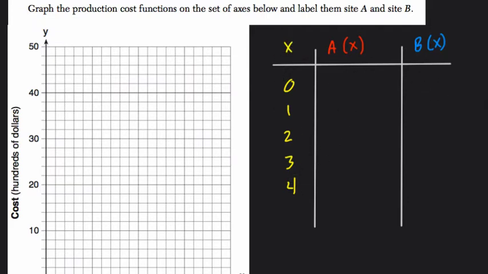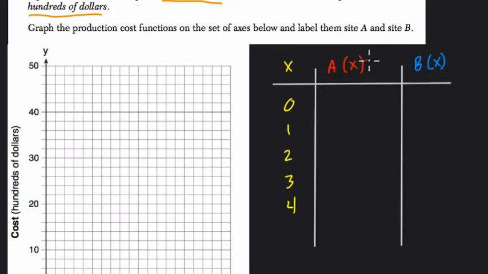So we plug 0 into A of x. What do we get? Well, A of x equals 3x squared. So that's 3 times 0 squared, which is just 0. And when x is 1, we get 3 times 1 squared, which is 3. When x is 2, it's 3 times 2 squared, so 3 times 4, which is 12. And then we have 3 times 3 squared. 3 squared is 9, and 9 times 3 is 27. And 4 squared is 16 times 3, which is 48. All right, so those are our inputs and our outputs.